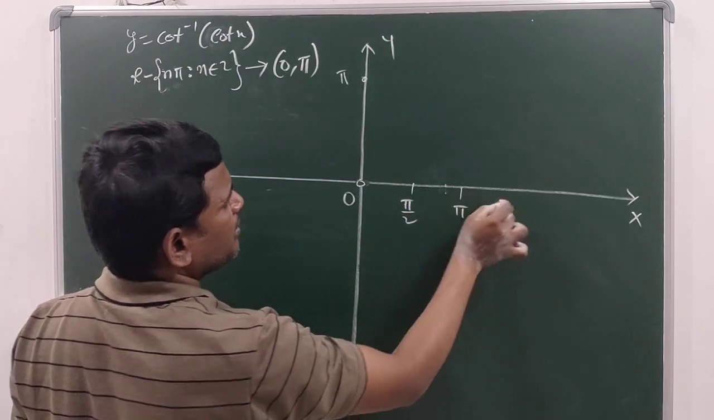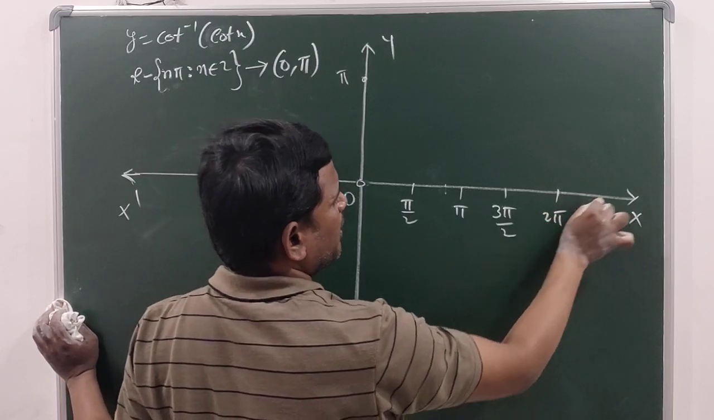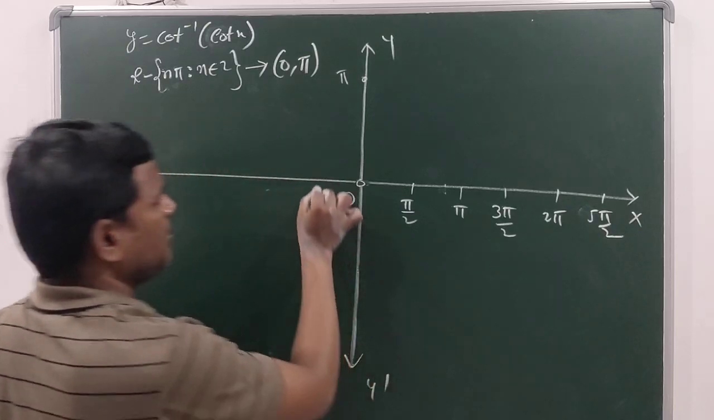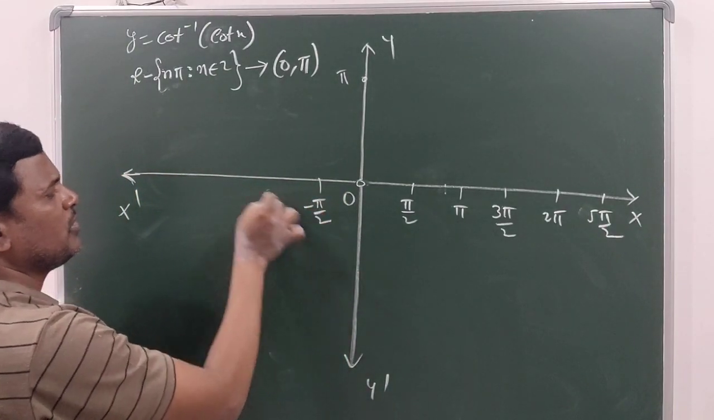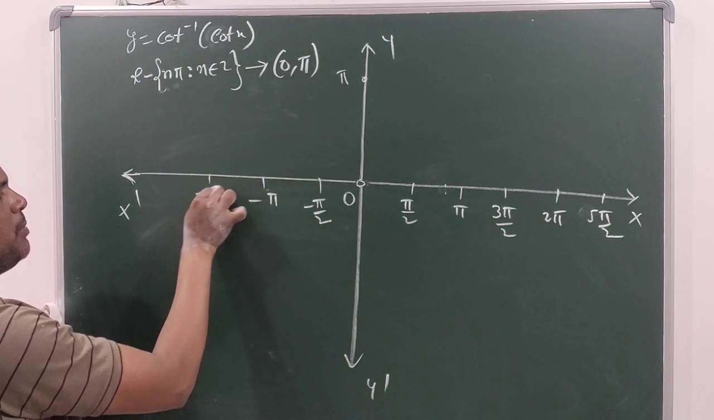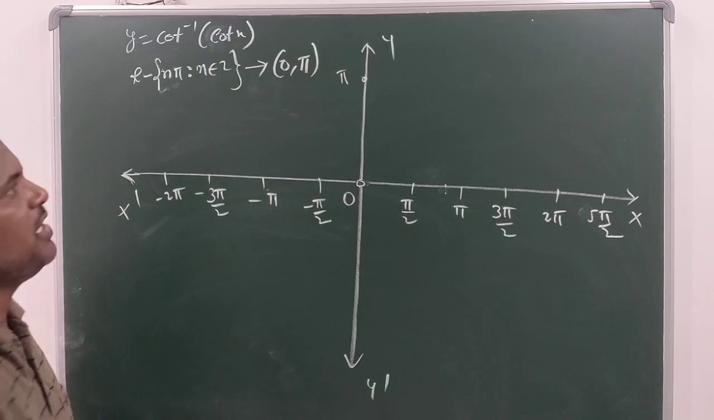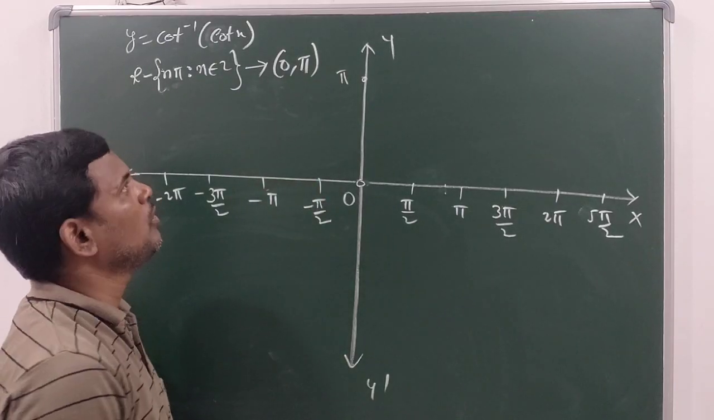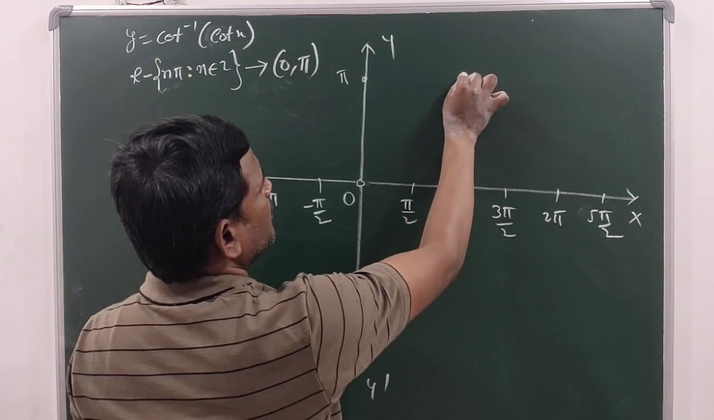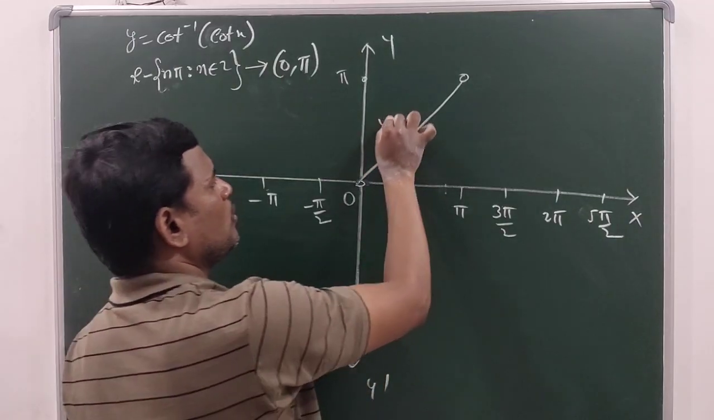And here it is pi, here it is 3 pi by 2, 2 pi, 5 pi by 2. Now here it is minus pi by 2, and here it is minus pi, minus 3 pi by 2, minus 2 pi and so on. But the range must be 0 to pi. Okay, so both 0 and pi are not included. Right, open circle, draw the graph. Here it is y equal to x.